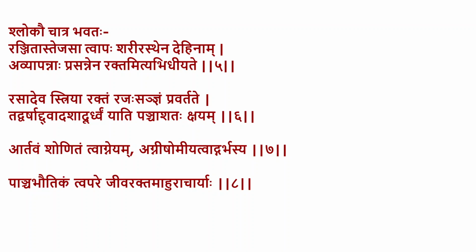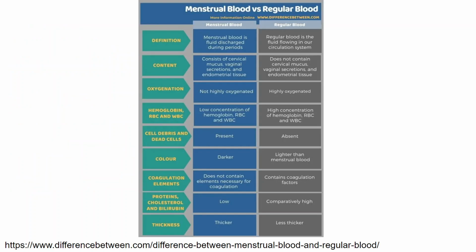Or there is a different version according to some: Panchabhautikam dvapare jivaraktam ahur acharyah. According to certain schools of thought, the rakta is considered to be panchabhautika. To consider it as either saumya or agneya may not be correct. Of course, that's the way you look at it. So every view is accepted.